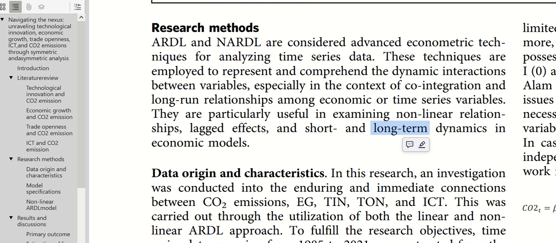In the next class, I will show you how the author describes the data and its characteristics in the methodology section.